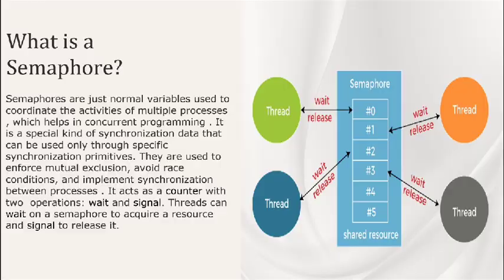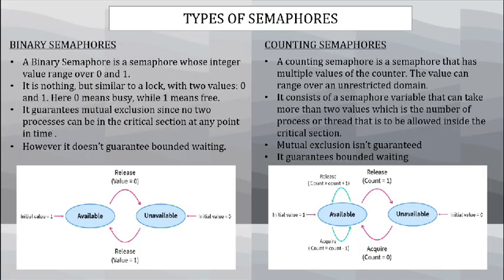There are basically two different types of semaphores. They are binary semaphores and counting semaphores. A binary semaphore is a semaphore whose integer value can be either 0 or 1, whereas in a counting semaphore, the value can range over an unrestricted domain.